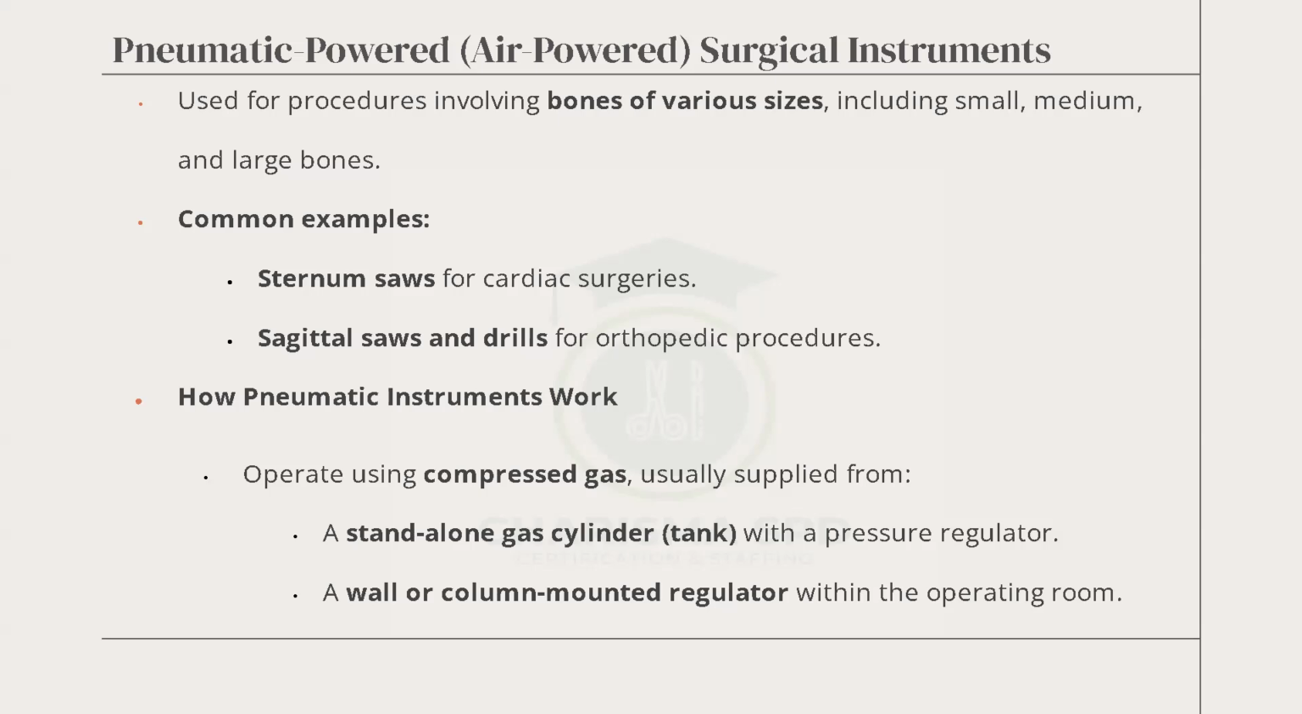They operate using compressed air, usually supplied from a stand-alone gas cylinder or a wall or column-mounted regulator. I've already explained that. Either it is in the wall or they have a stand-alone cylinder where the connection is done, and then they use it. The air is what causes the instrument to spin and do its work. So we have looked at electrical, we have now seen pneumatic. Let's go. Next slide, Director.